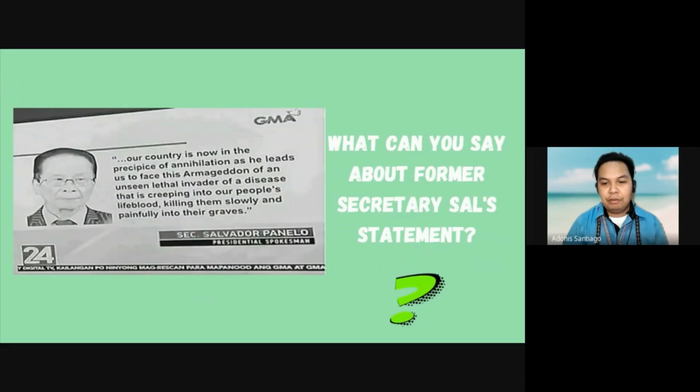We have here a statement from our former presidential spokesperson way back in March 2020. According to Secretary Salvador Panelo, our country is now in the precipice of annihilation as he leads us to face this Armageddon of an unseen lethal invader of a disease that is creeping into our people's lifeblood, killing them slowly and painfully into their graves. Now, what can you say about former Secretary Panelo's statement? Is it easy for you to understand, or is it difficult for you to understand then?